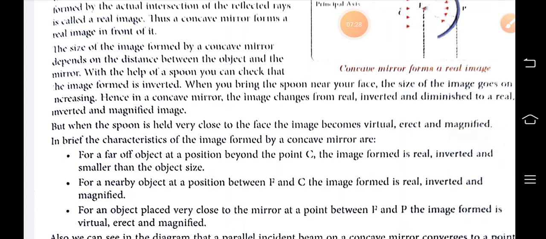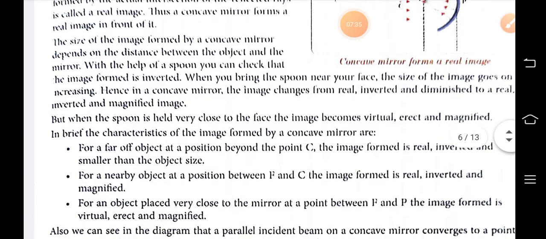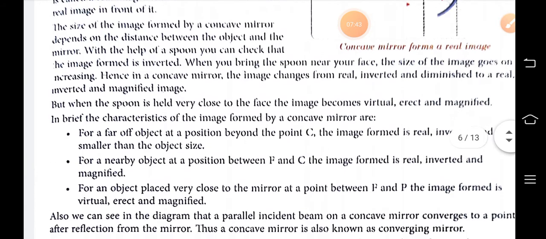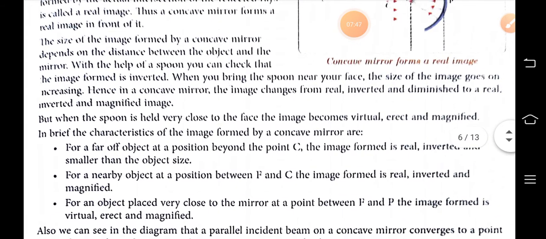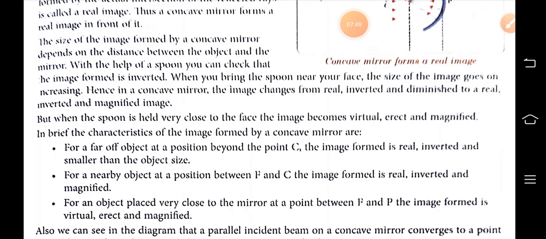The size of the image formed by a concave mirror depends on the distance between the object and the mirror. With the help of a spoon, you can check that the image formed is inverted. उल्टा इमेज बनेगा. And when you bring the spoon near your face, the size of the image goes on increasing. जैसे जैसे उसको हम अपने करीब लाएंगे, size will increase.